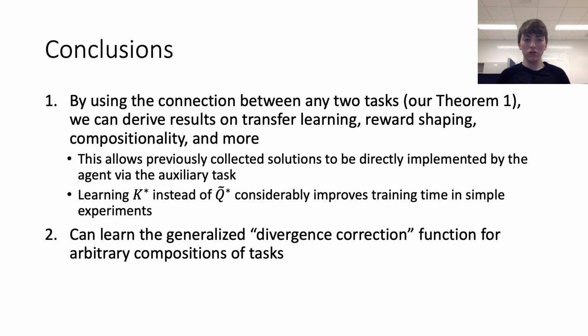In this work, we've shown that two arbitrary tasks in Entropy-Regularized RL can be related by a third auxiliary task. This insight has led us to results on transfer learning, reward shaping, compositionality, and different transition dynamics. This information allows previously collected solutions to be used by the agent and speed up learning. We've shown that learning K star, the corrective value function, instead of the task of interest directly, considerably improves the training time. We can also learn the generalized version of a divergence correction for arbitrary compositions of tasks.